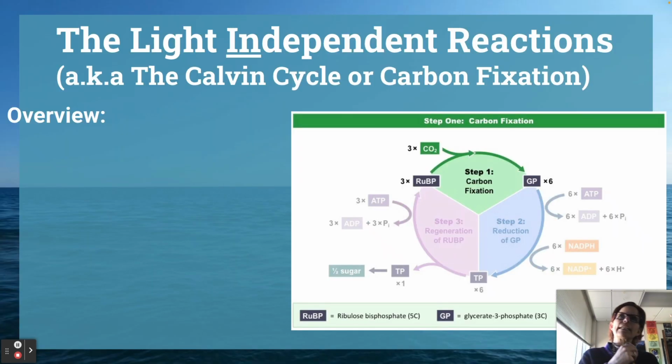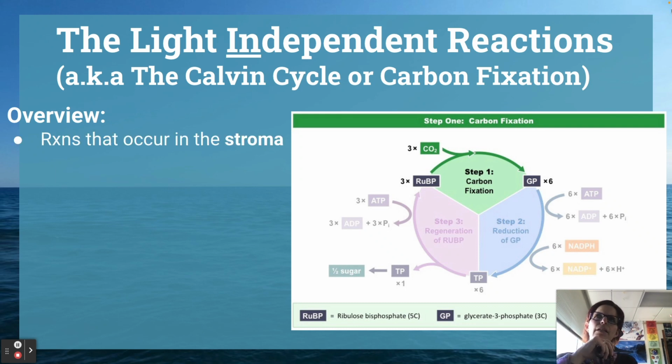All right, so the light independent reaction. Now the plant is sucking up carbon dioxide. You can see that up here. That's called carbon fixation. Carbon fixation is happening up here. Rubisco is the name of the enzyme that's grabbing it. So that's called carbon fixation.